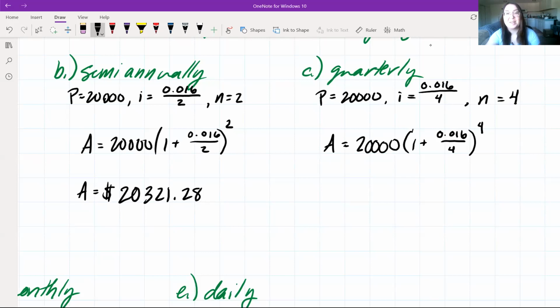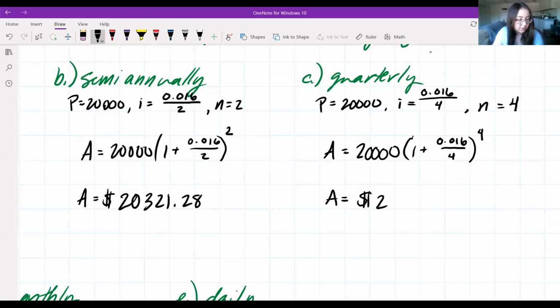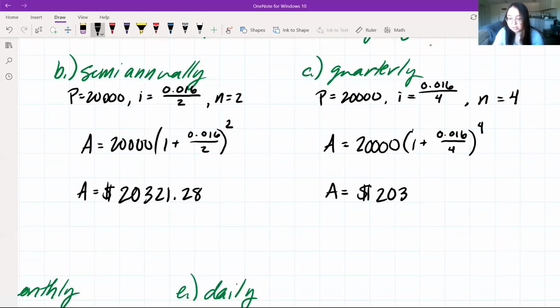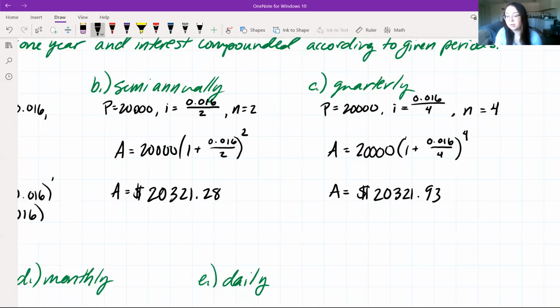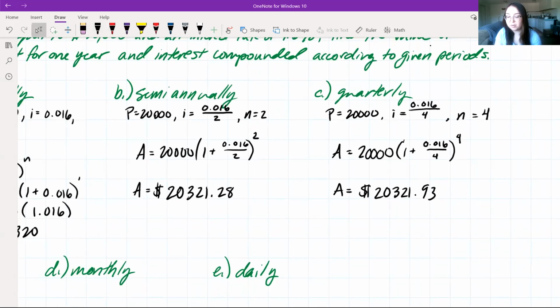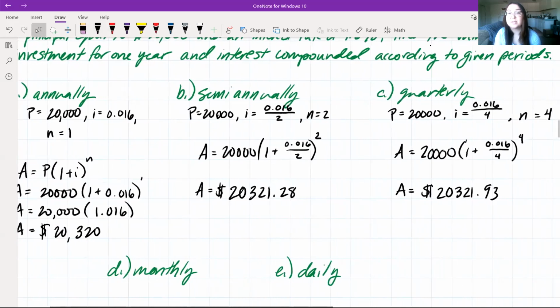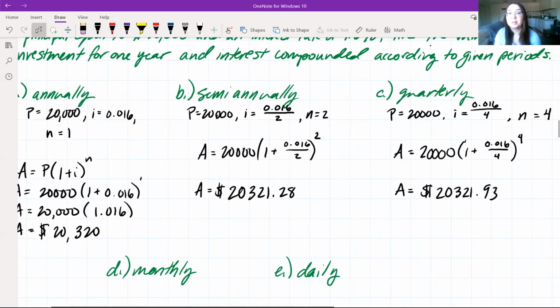Once again, I invite you to calculate this value on your own. If you did, you should end up getting $20,321.93. So this is really similar to our semi-annually value, which is also still similar to our annual value, but we do see that it's increasing the more times that we compound per year.